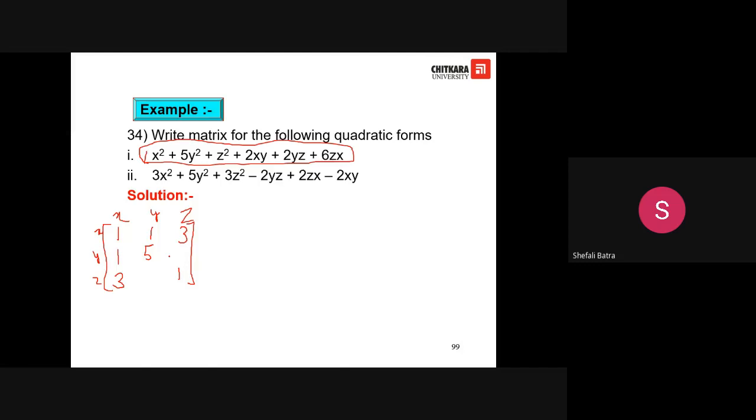Okay ma'am. Then after that you will observe that this matrix is a symmetric matrix, so you need to make it symmetric. Okay ma'am. And then the entry for yz would be 1, and corresponding would be 1. Is it symmetric? Yes ma'am. Row and column, when you change it, it remains the same. So this matrix is always a symmetric matrix. 1 1 3, 1 5 1, 3 1 1. It was the right answer. Okay, now go for the second question.